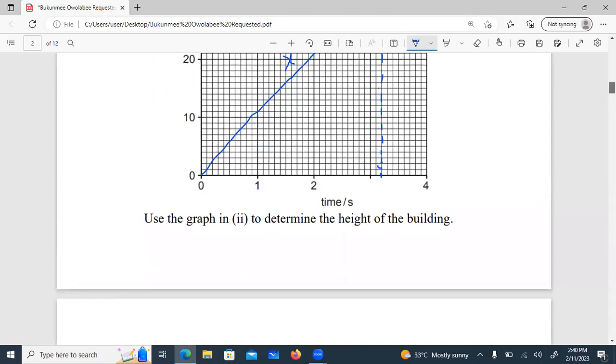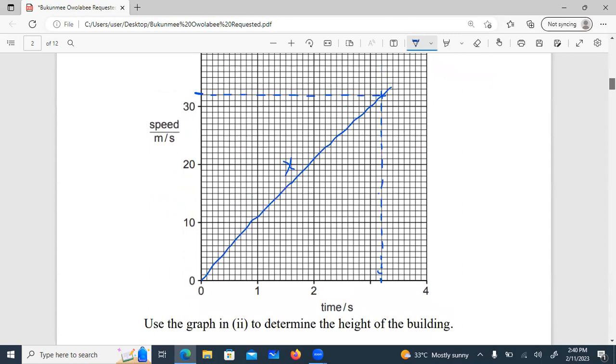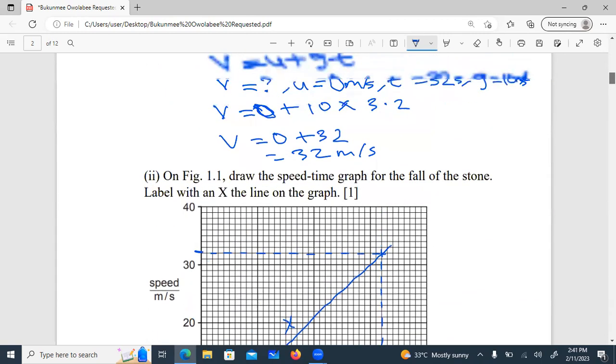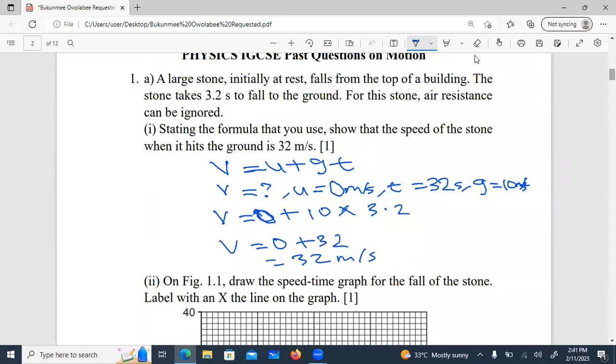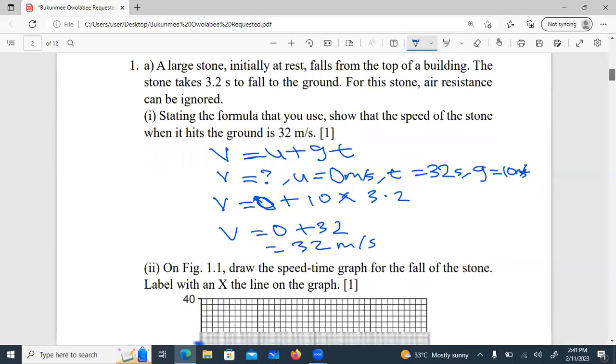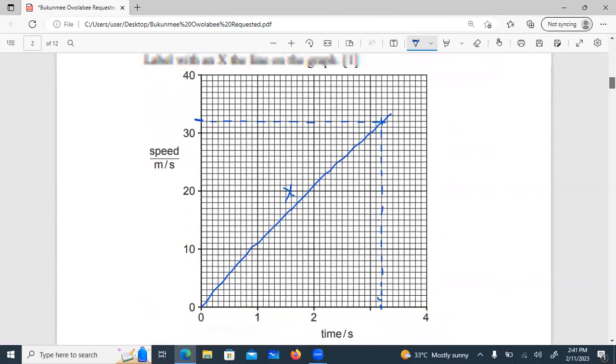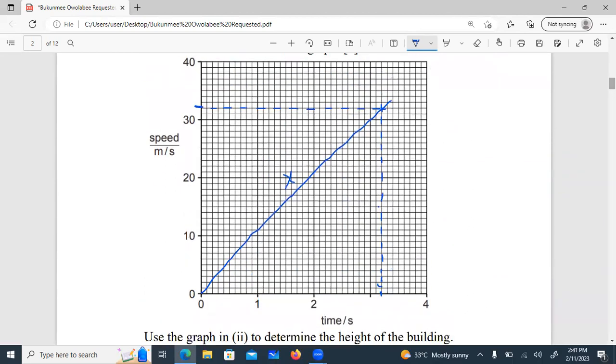Use the graph in part two to determine the height of the building. When you talk of the height of the building, what does it mean? A large stone initially at rest falls from the top of a building. So when you talk of the height of the building, we are referring to the total distance traveled. Yes, the total distance traveled by the stone as it falls is given by the height. It represents the height of the building.